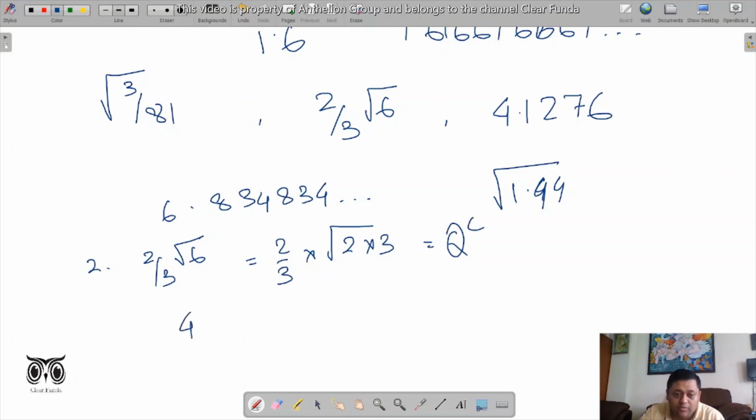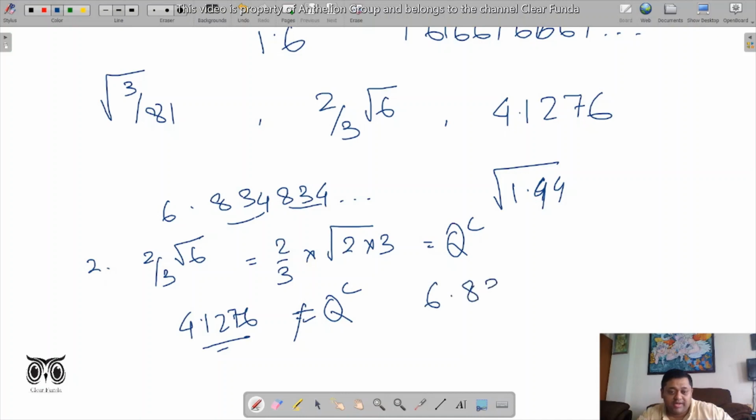Let's see, 4.1276. This is of course a terminating, clear, complete decimal. So this is not an irrational number. Similarly, these two: this is a proper repeating decimal, 6.834 bar. So this is not irrational, because anything which is terminating or non-terminating repeating is a rational number. So it is not irrational. Now the last one we have is root under.